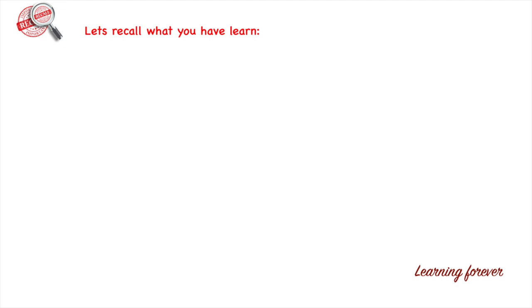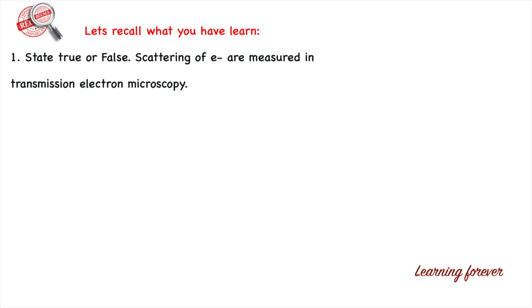Let's recall what we have learned through short questions and answers. My first question is, state true or false: scattering of electrons is measured in transmission electron microscopy. False, because we are not measuring scattering of electrons in transmission electron microscopy, we measure transmission of electrons.